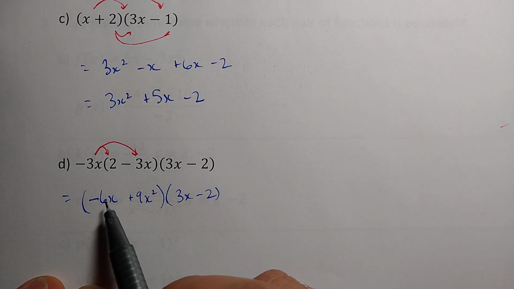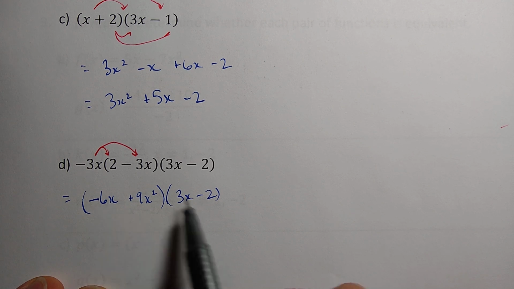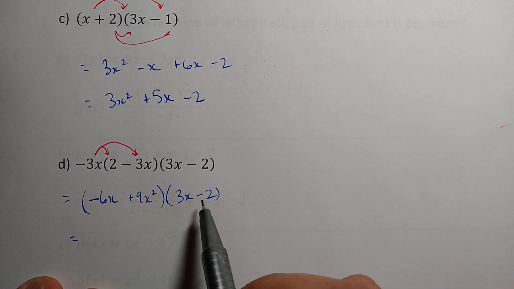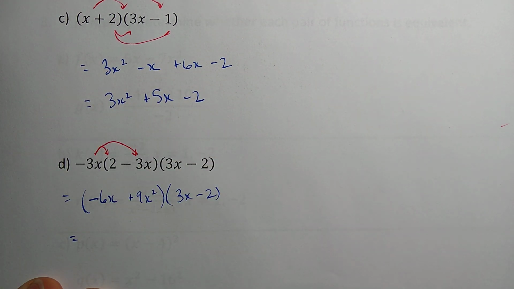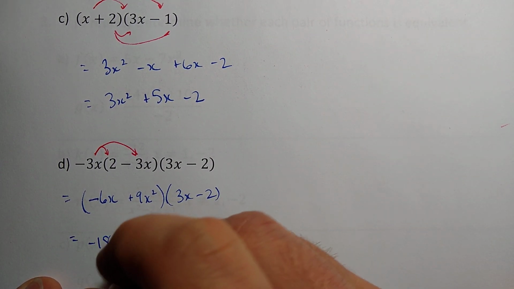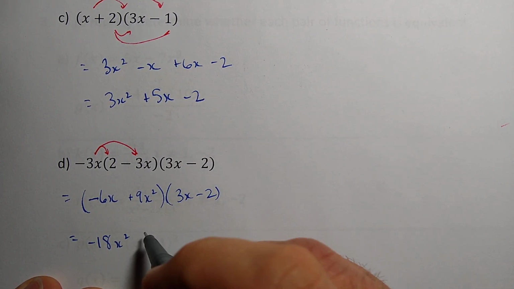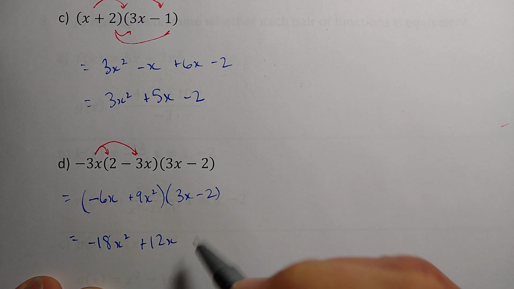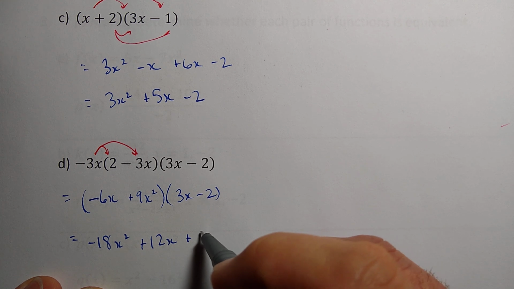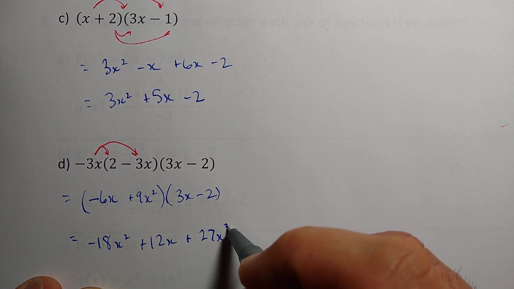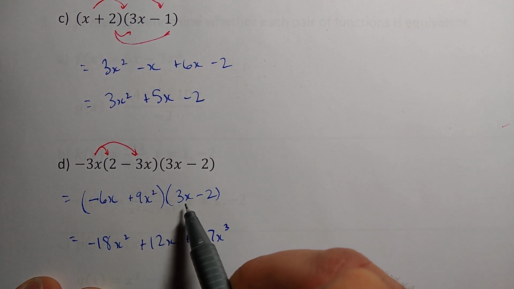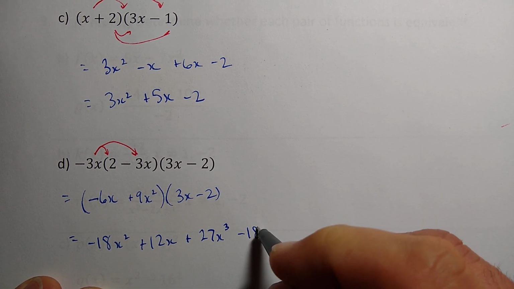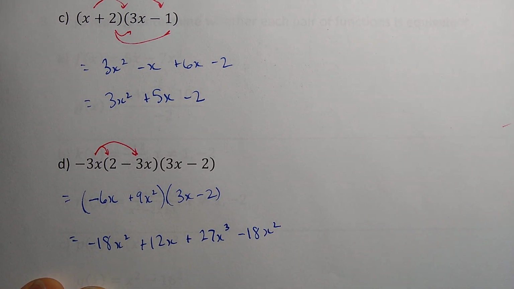Now I'm going to perform the same kind of action as we did up above, binomial times a binomial. So I'm going to do the negative 6x times each term here. Oops, sorry. Negative 6x times 3x is negative 18x squared, plus 12x. Now 9x squared times each term. That is plus 27x cubed this time, x squared times x. And then 9x squared times negative 2 is negative 18x squared again.